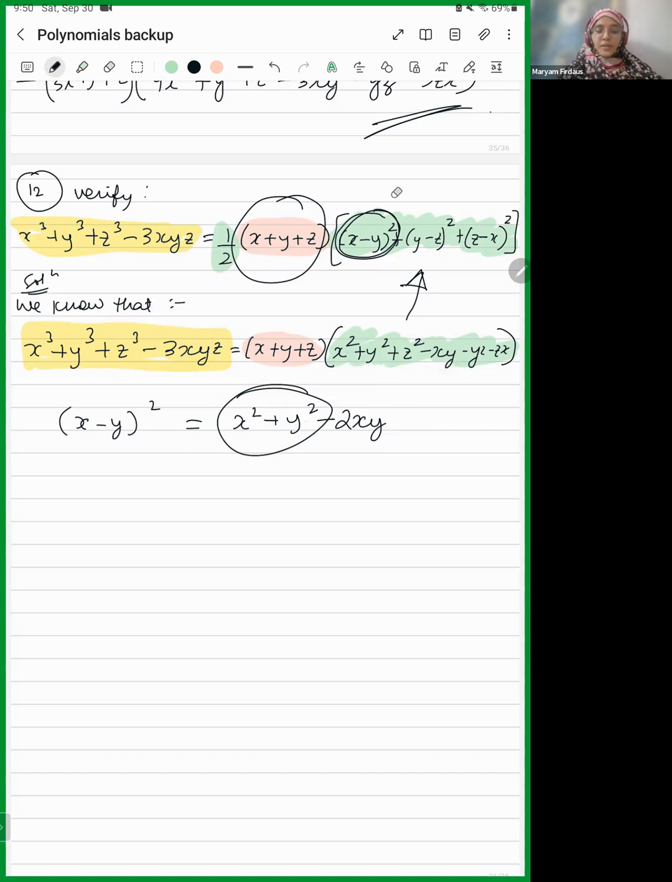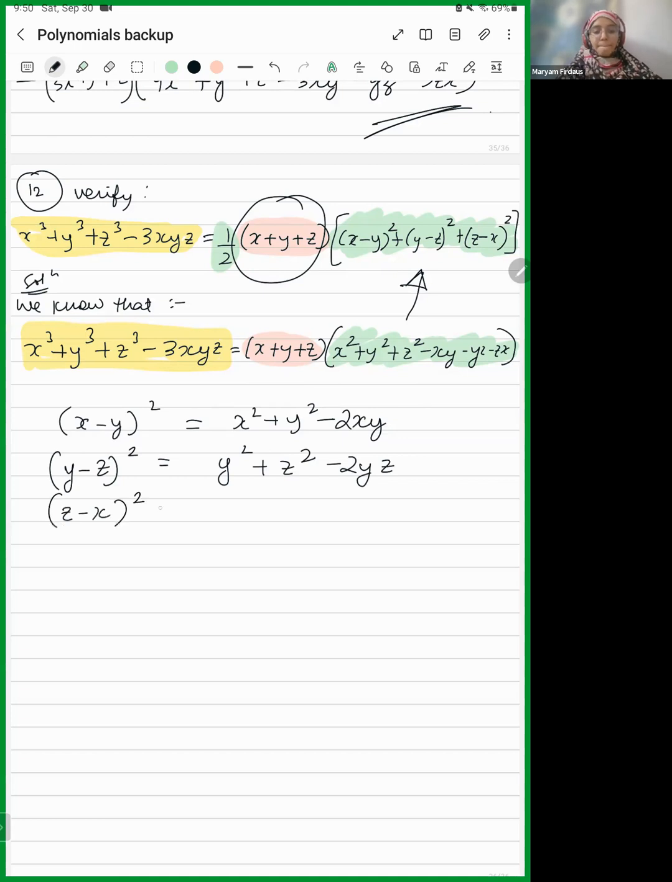So what we are going to do is, we are going to say, well, x minus y whole square is this. And here you have y minus z whole square. So y minus z whole square is what? y square plus z square minus 2yz. So Avni, what is z minus x whole square? z minus x whole square.